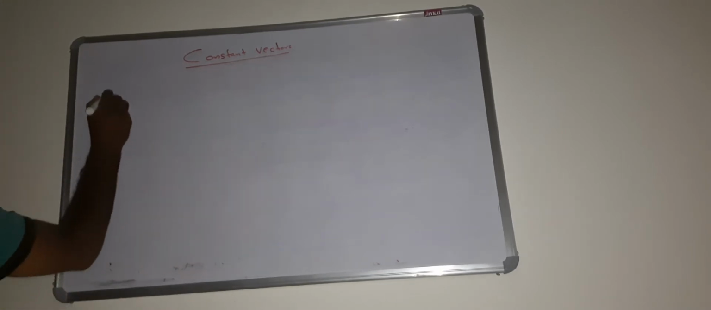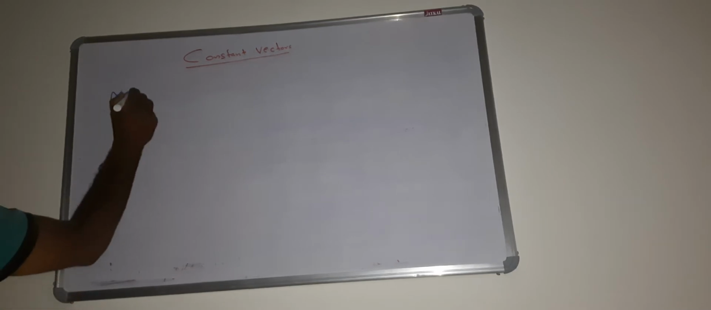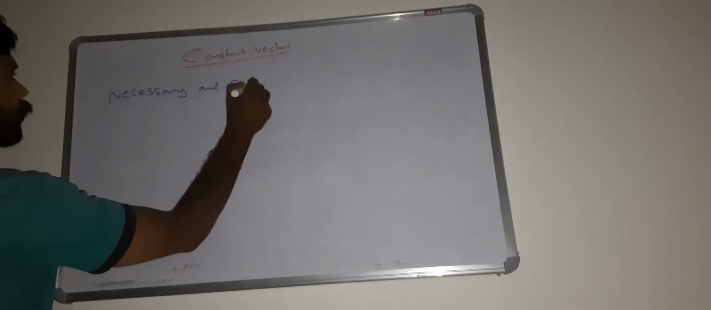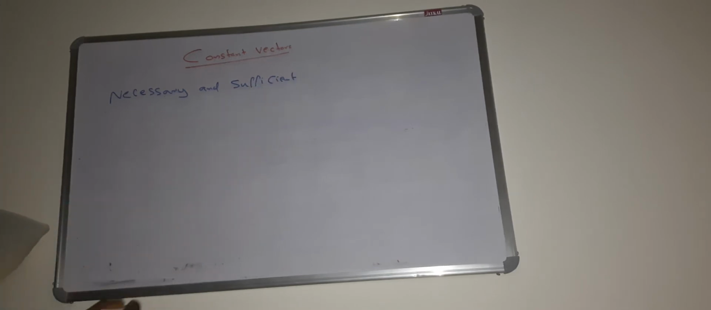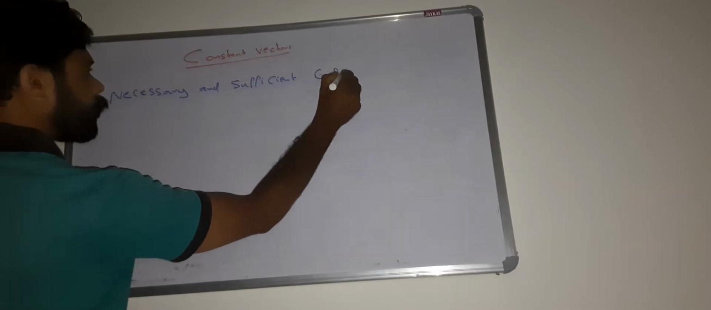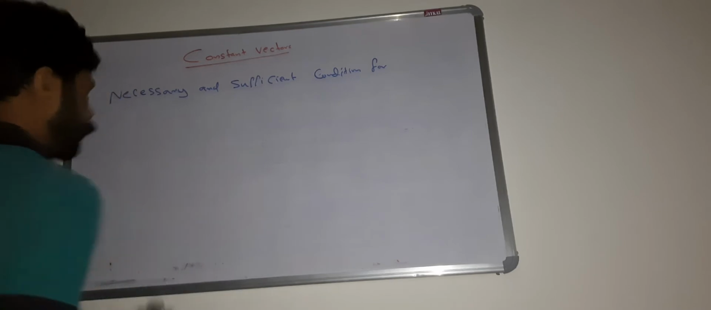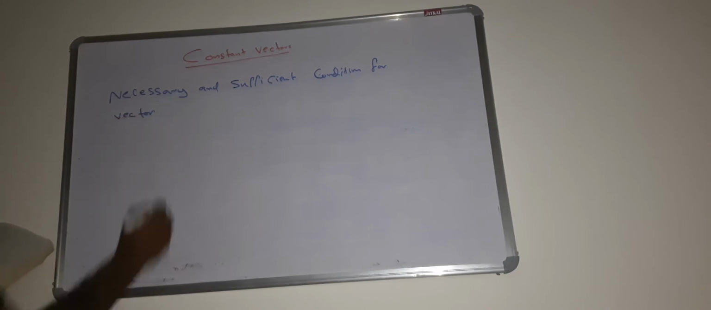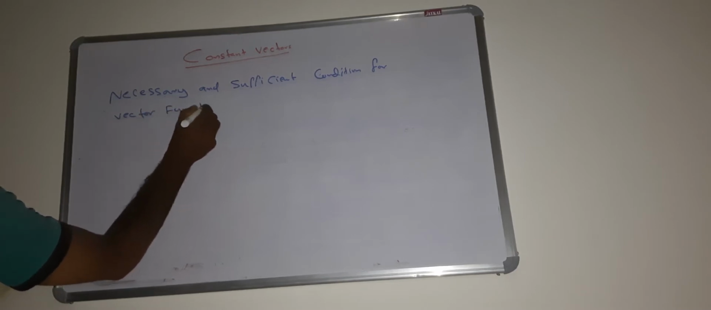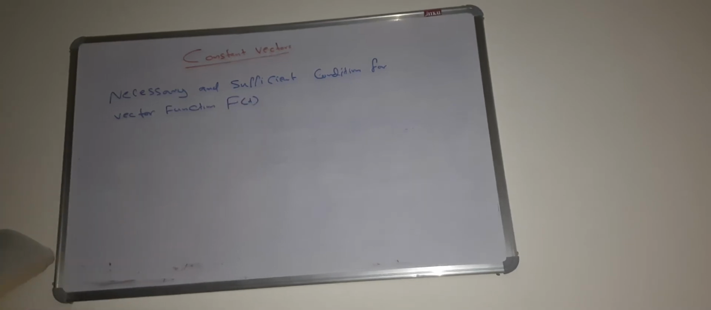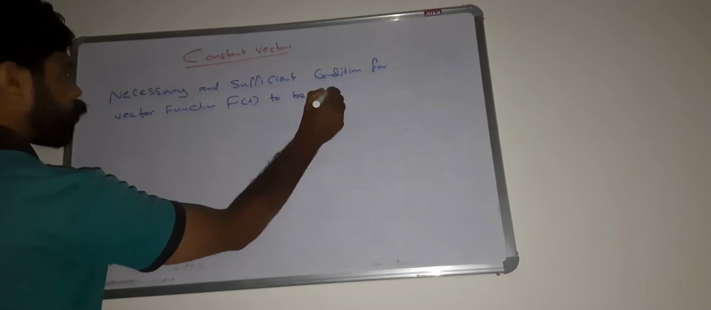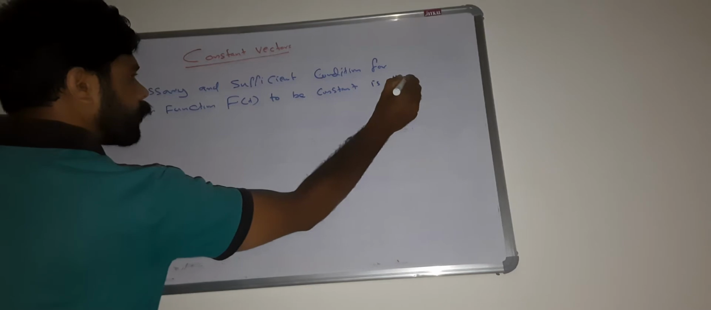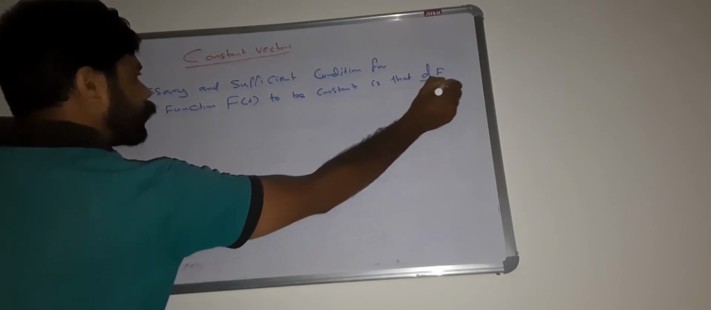Necessary and sufficient condition for a vector function f of t to be constant is that df by dt equal to 0.